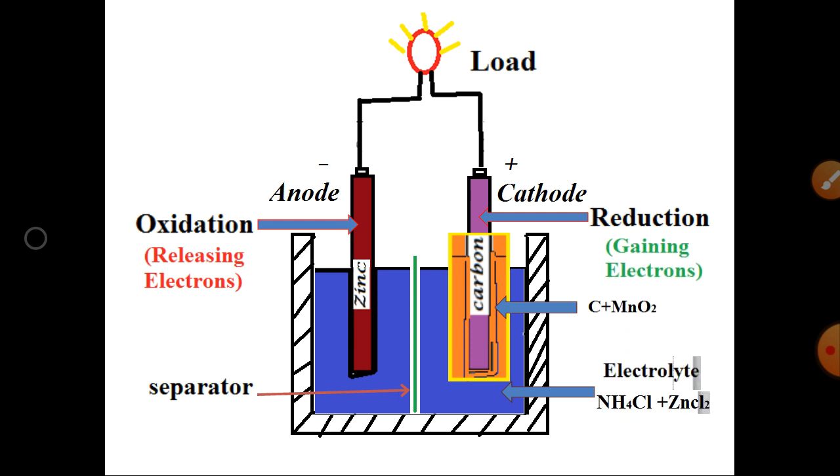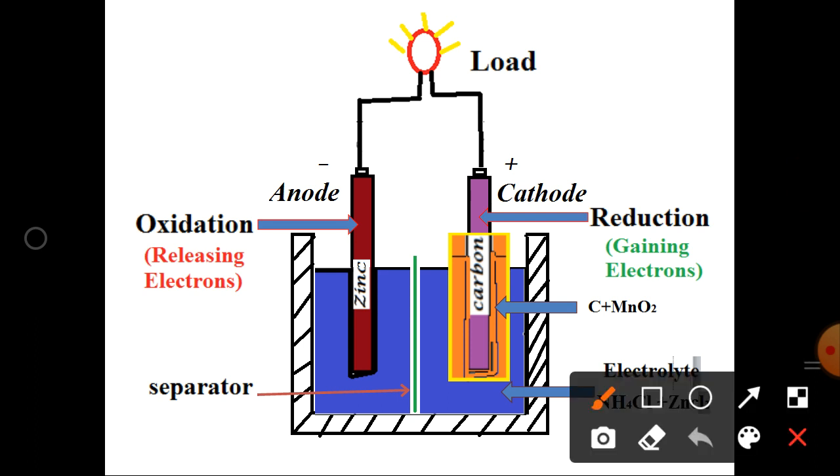If the separator is not placed between the anode and cathode, the electrons from the zinc electrode would directly go and reach the carbon electrode. Here the separator is placed between the anode and cathode, so the electrons cannot directly move from zinc to carbon. They need an alternate path. The alternate path is provided by this load. This load will provide the alternate path.